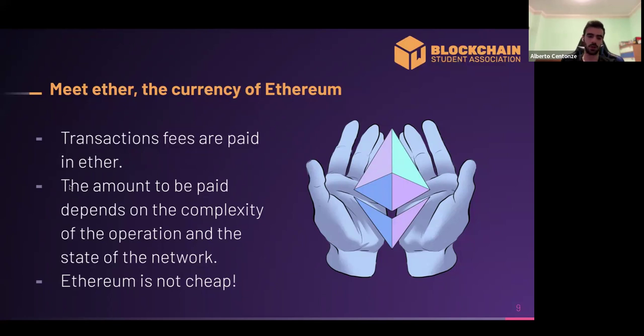And the amount you pay in the transaction I've shown you before depends on the complexity of the operation and the state of the network. So what do I mean by that? It depends on mainly two factors. The first one is how complex the operation is. So if you're doing a for loop over 100 items, the operation is going to be cheaper than an operation that does a for loop on 1,000 items or 1 million items, of course.